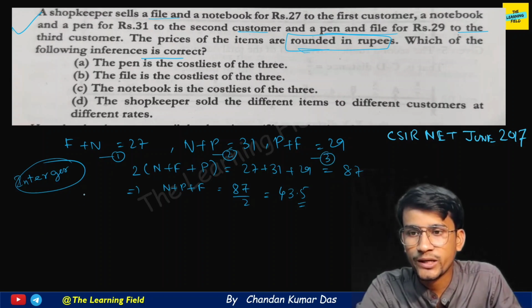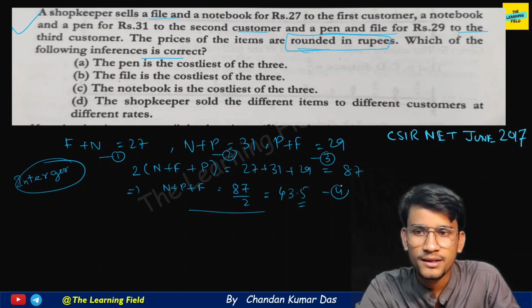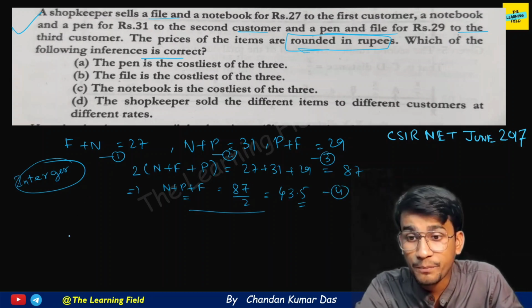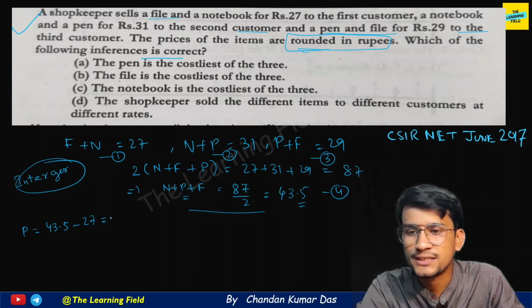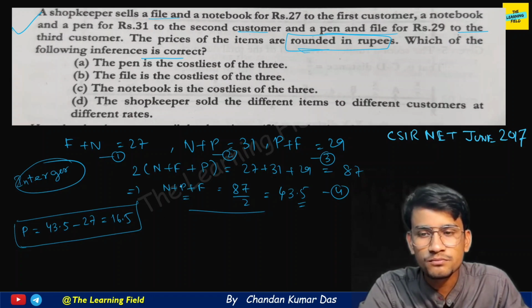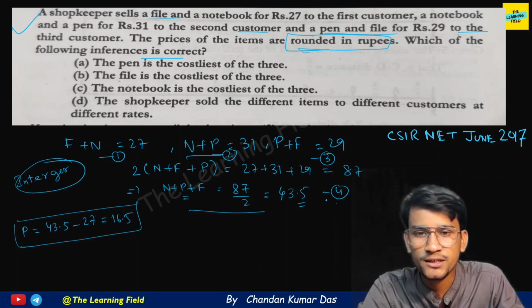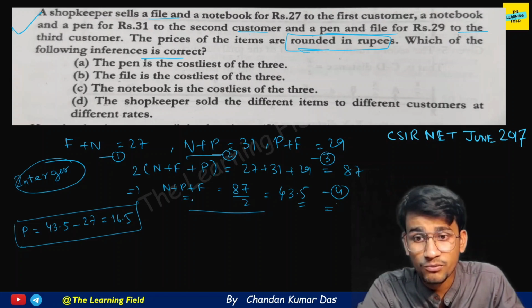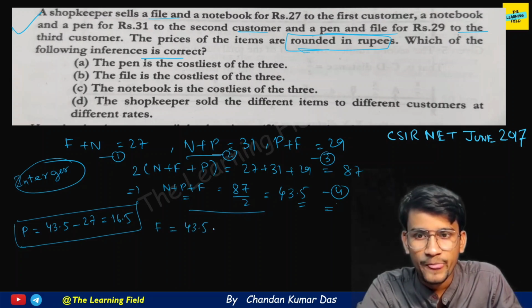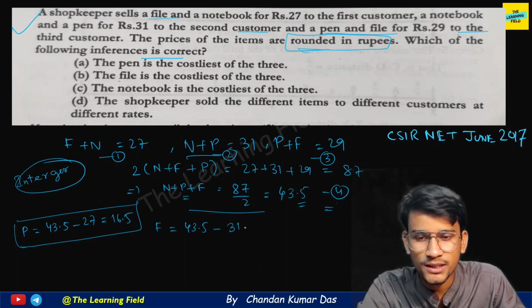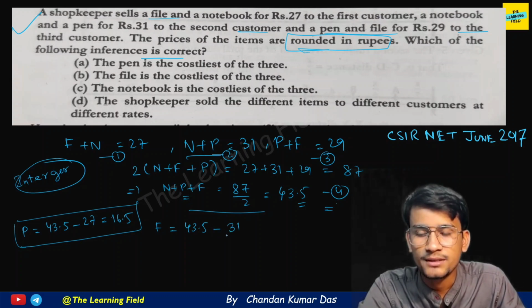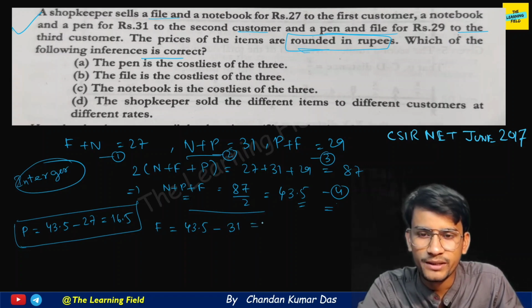Now if we subtract equation 1 from equation 4, then this gives the price of the pen. So price of pen is equal to 43.5 minus 27. What is the value? 16.5. Yeah, the value of the pen is 16.5. Now if we subtract equation 2 from equation 4, then we get the price of the file. So this is equal to 43.5 minus 31. This gives 12.5, I think.